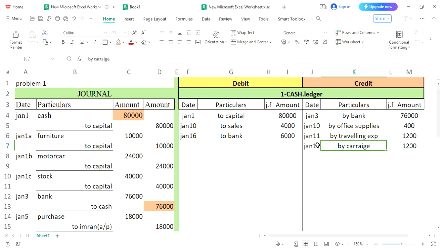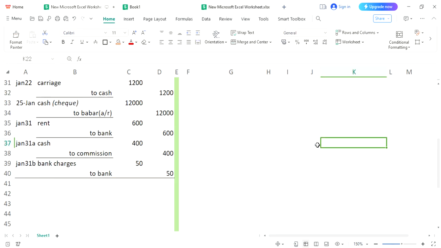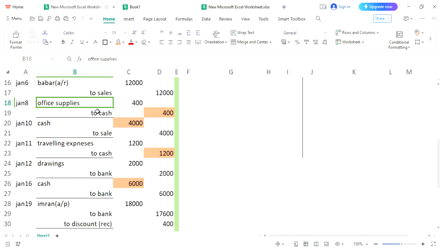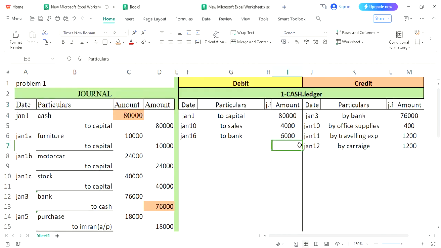This way posting of 1200 is completed, and as it is completed, what we have decided, we will immediately mark it as it has been done, because there are so many entries of cash. We do not want to skip any entry and we do not want to repeat any entry. Let's start our search for cash once again. This cash was posted 1200, and next entry is also including cash which is debited by 12,000. We will go to the debit side and we'll write 12,000 on debit side.